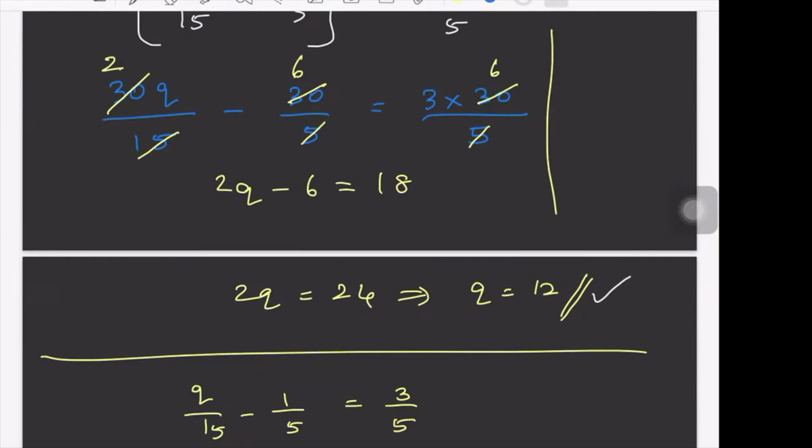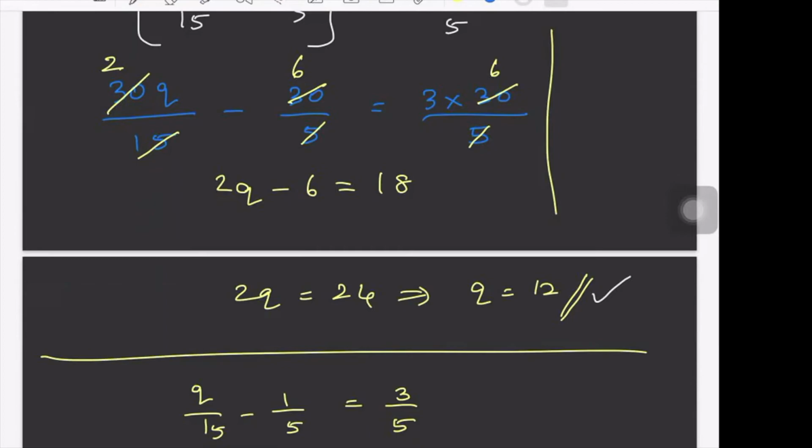Right. See, in math, everything is logical. You don't have to blindly mug up stuff. Everything we do makes sense. Am I right? Choosing the LCM makes sense, right? Choosing the least common multiple makes sense.